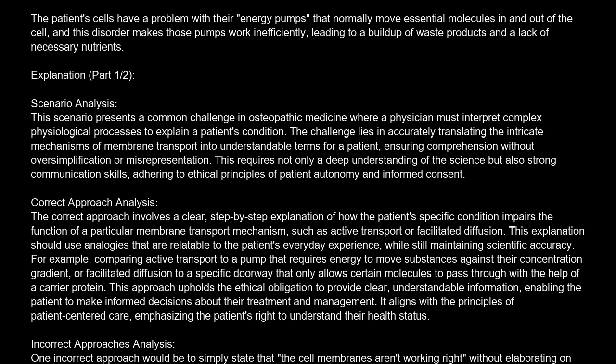Correct approach analysis. The correct approach involves a clear, step-by-step explanation of how the patient's specific condition impairs the function of a particular membrane transport mechanism, such as active transport or facilitated diffusion. This explanation should use analogies that are relatable to the patient's everyday experience, while still maintaining scientific accuracy. For example, comparing active transport to a pump that requires energy to move substances against their concentration gradient, or facilitated diffusion to a specific doorway that only allows certain molecules to pass through with the help of a carrier protein.